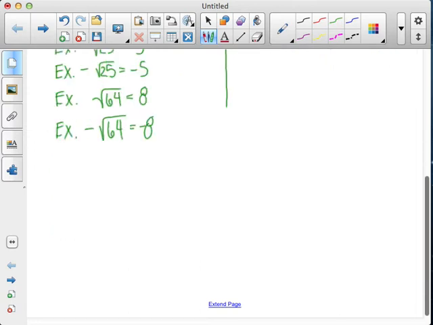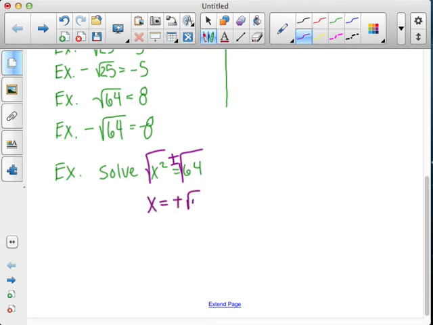Now this is completely different from if I ask you something like this. I say solve x squared equals 64. When you solve an equation and you take the square root of both sides, you have to add a positive and negative. You know that the solution to the equation is 8 and negative 8. So x equals positive square root 64 and x equals negative square root 64. Therefore, x equals positive 8 and negative 8. Those are solutions to this equation.